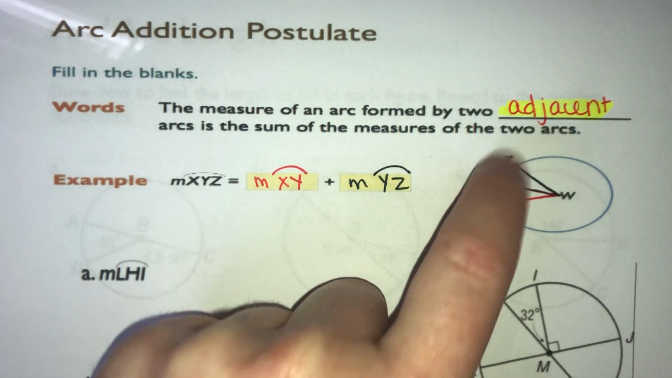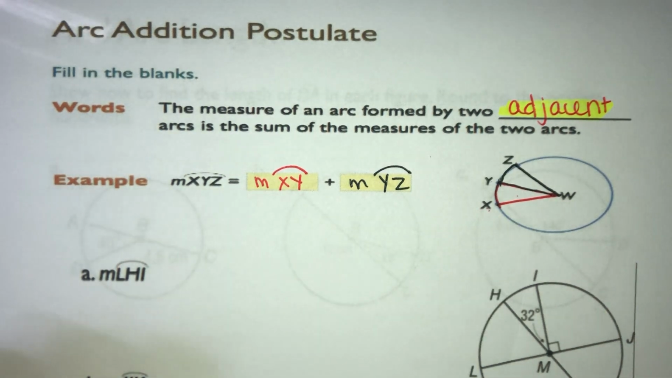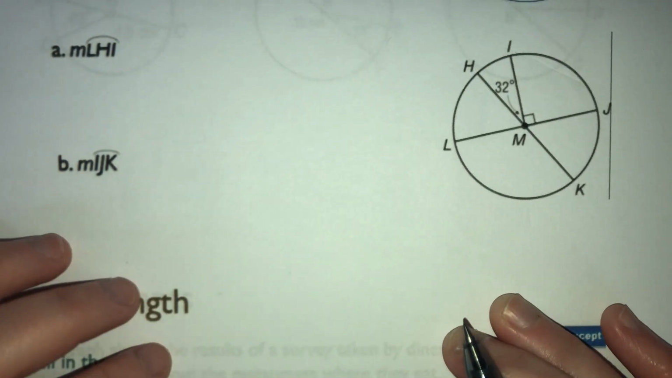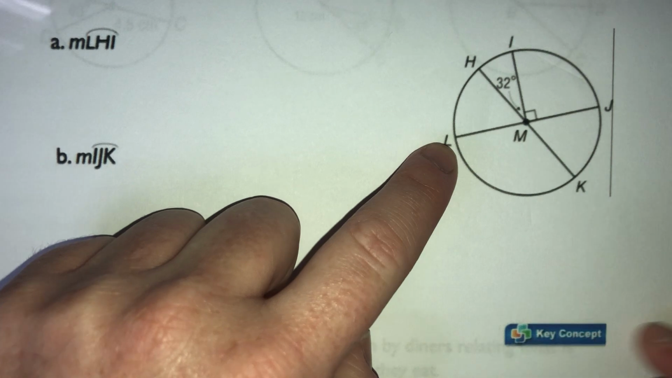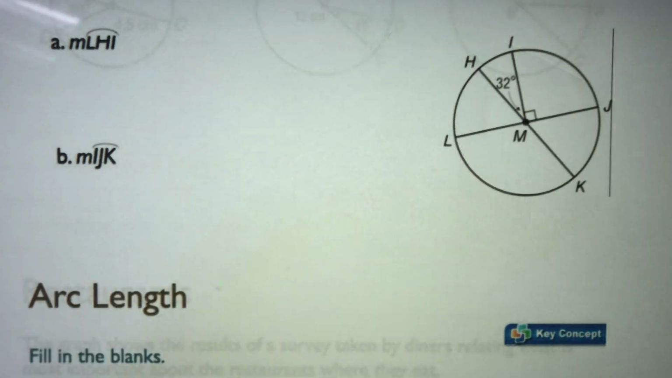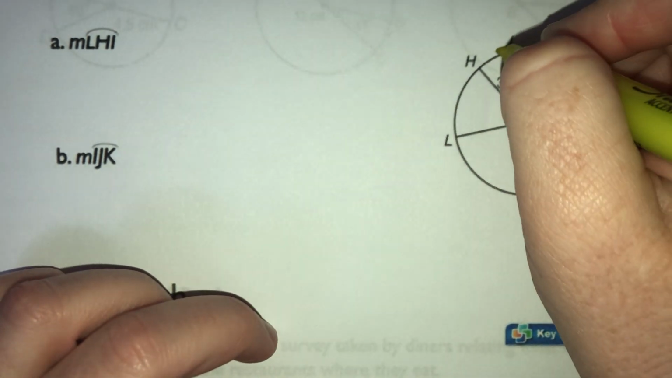You add these two smaller together to get the big one. That kind of goes without saying, right? Common sense. That makes sense. Okay, so let's do a couple examples with that. Find the measure of LHI. So here's LHI, this portion.